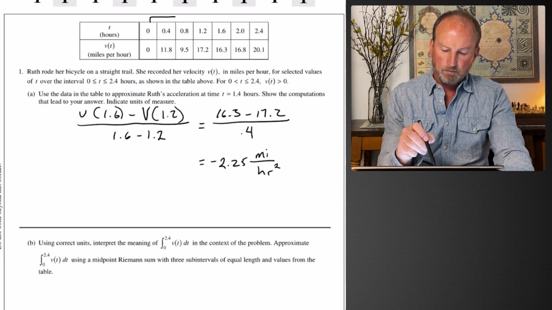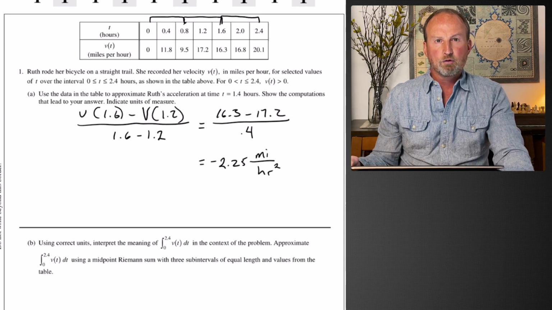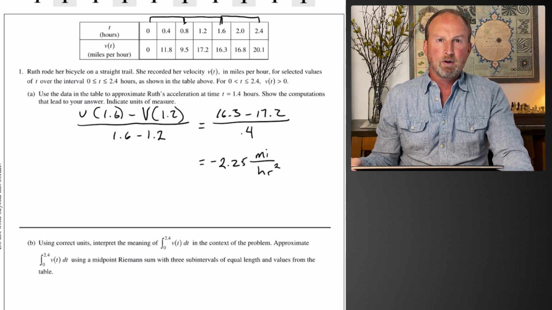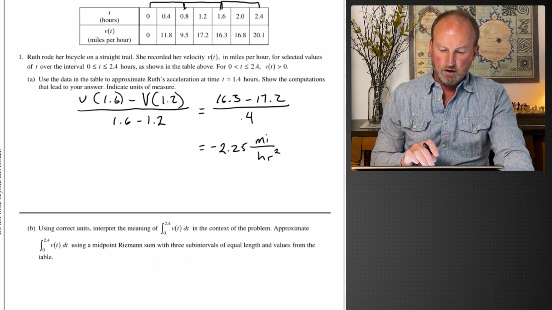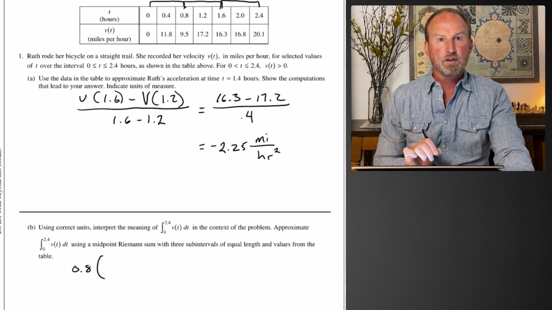Here are my subintervals. I'm going from 0 to 0.8, from 0.8 to 1.6, and 1.6 to 2.4. Those are the 3 rectangles for my Riemann sum. Remember, the height of the rectangle is the y value, or in this case the velocity, and the width of my rectangle is the width of the interval of my times. They're all 0.8, which is nice. So 0.8 will be my width of my rectangles, and since they're all the same, I'm just going to put it out to the side, and I put parentheses.